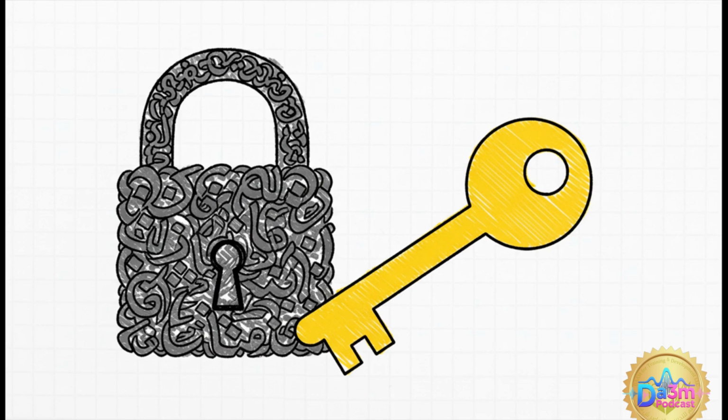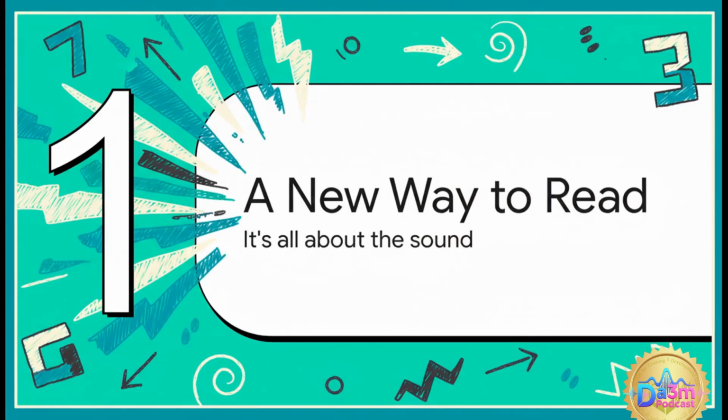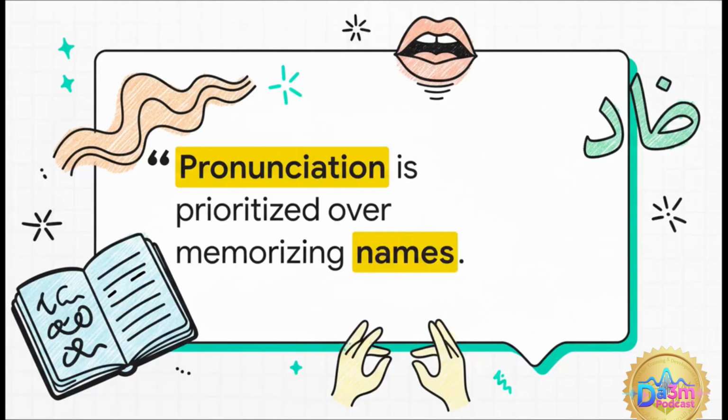We're going to skip all the boring memorization and get straight to the good stuff. So here's the big secret, the main idea for today. We're going to completely forget about memorizing the names of the letters. Seriously, just throw that idea out. Instead, we're focusing on the one thing that actually matters for speaking and understanding, the sound each letter makes. And that's really the core principle we're running with.